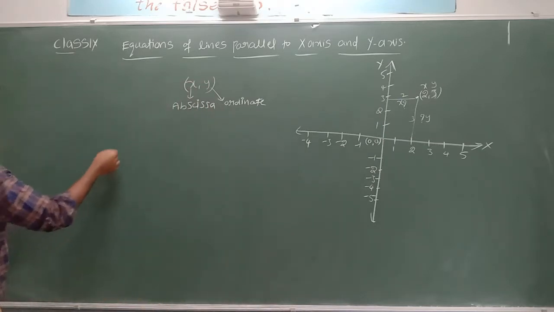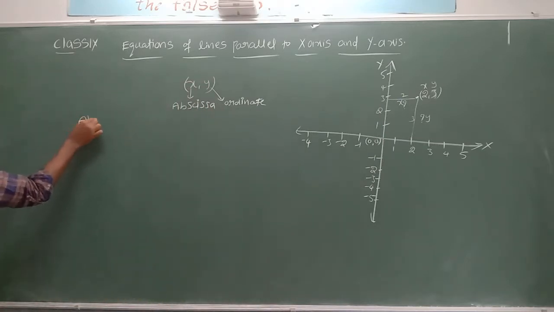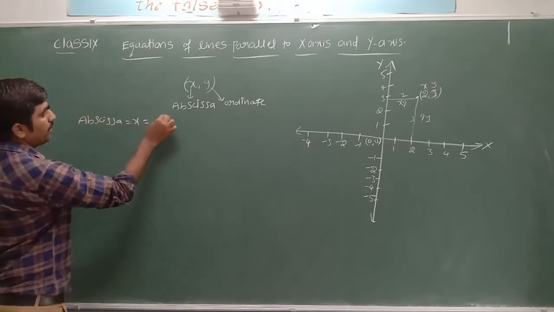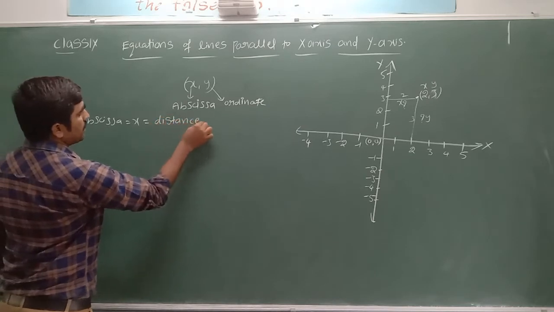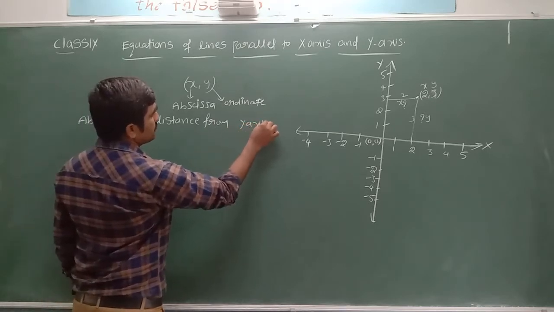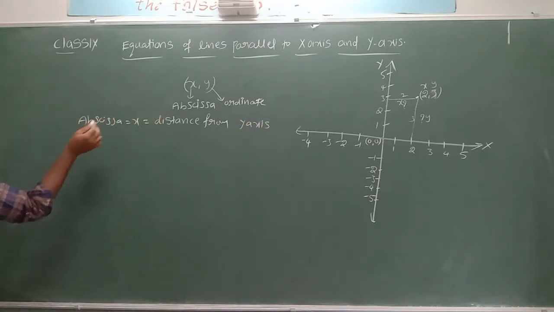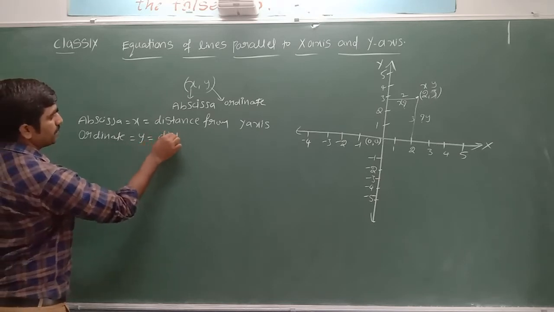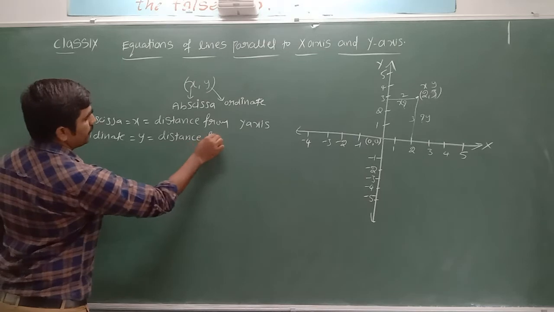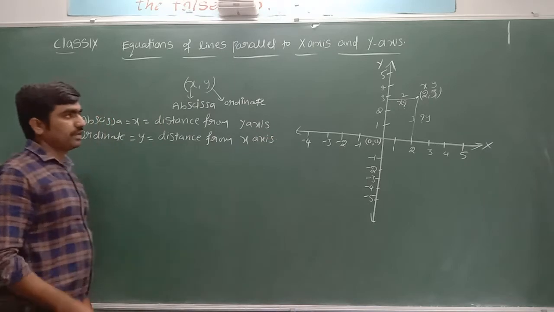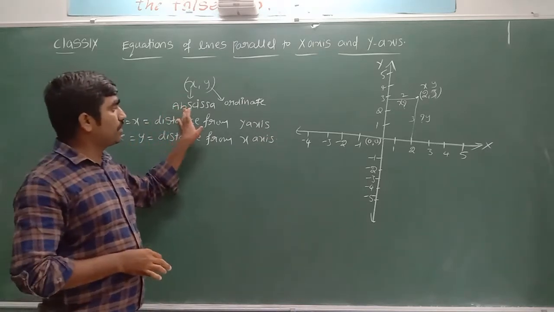Now tell me, what is the exact meaning of abscissa? Abscissa, x, is the distance from the y-axis. What is meant by the ordinate? The ordinate, the y-coordinate, is the distance from the x-axis. Yes, now you have some idea about what is meant by abscissa and what is meant by ordinate.